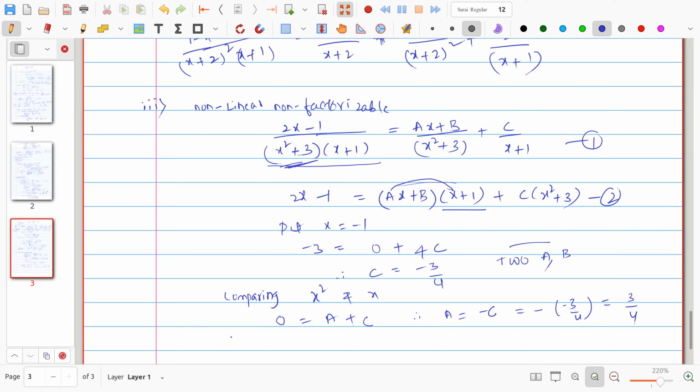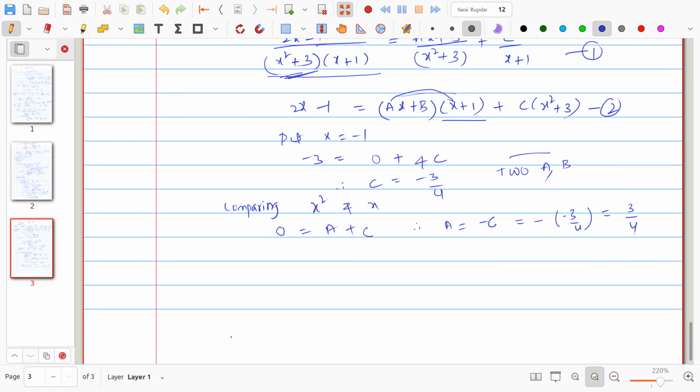Then comparing the term x on both sides, here we are having the term 2, and again we are having a plus b. B we don't know, but a value we know, right? 2 equals a value, 3 by 4, plus b. So therefore b is equal to 2 minus 3 by 4.